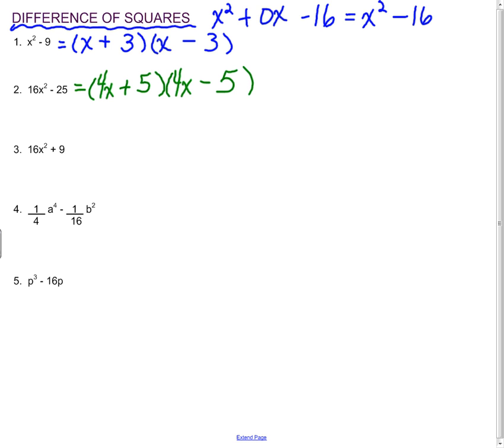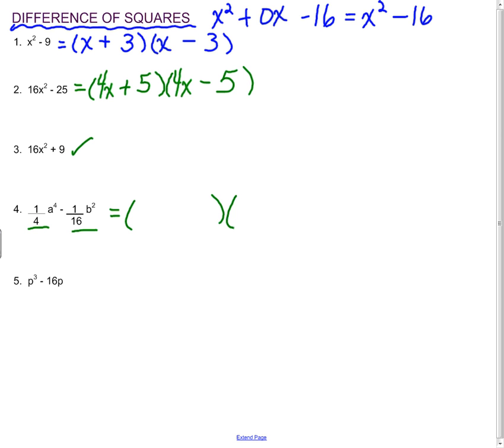The last two are kind of tricky ones. See if you're awake. That one's done. 1/4 a to the 4th minus 1/16 b squared. The giveaway is that we have two things with a minus sign. It is a difference of squares.